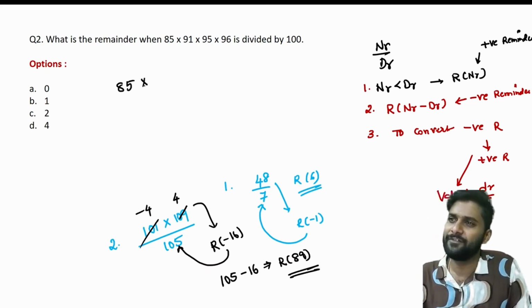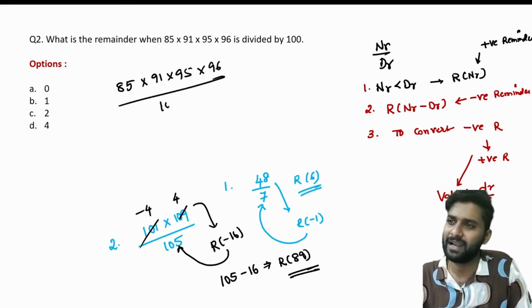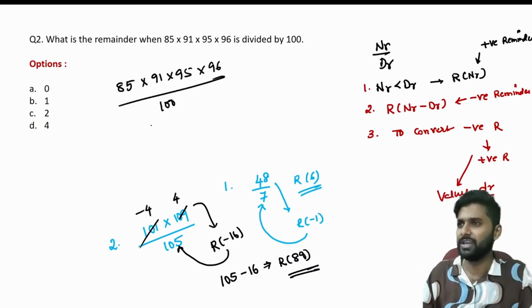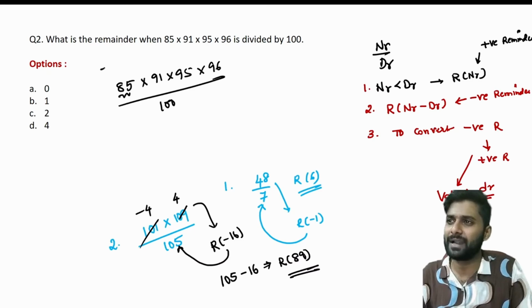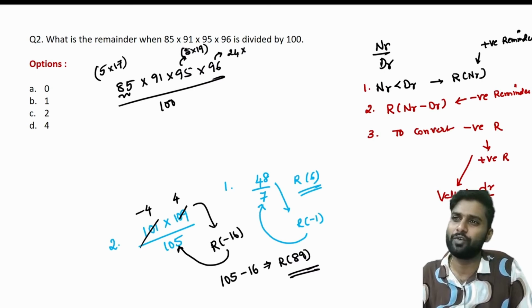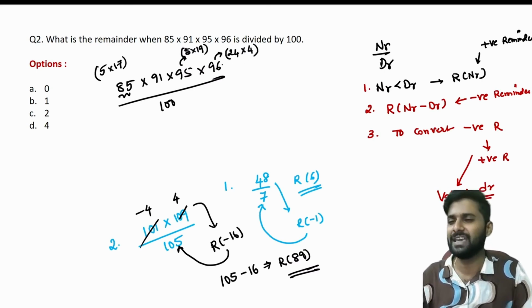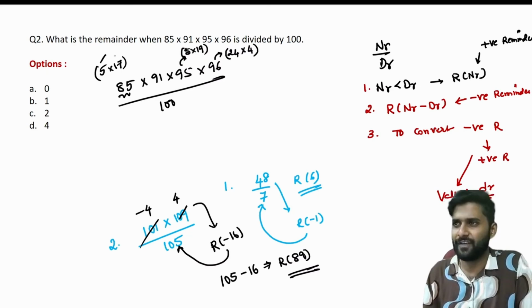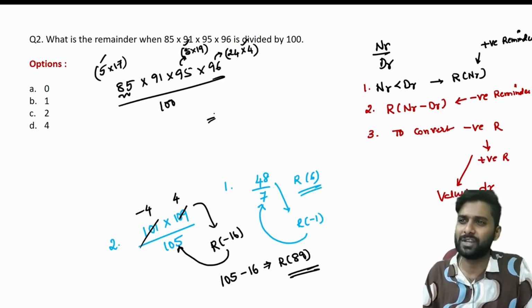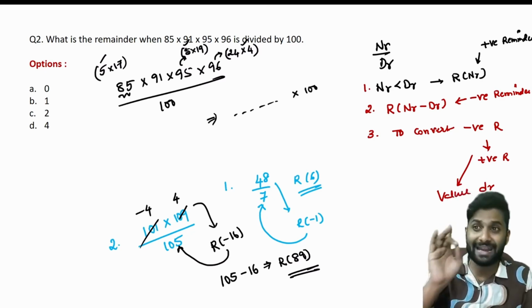Now see here: 85, 91, 95, 96 is divided by 100. Guys, learn this smart approach. You already know that 85 is a product of 5 multiplied by 17. Split in this way: 95 can be taken as 5 multiplied by 19, and 96 can be taken as 24 multiplied by 4. Guys, if you go through the calculation, see 5, 5, 4. Whatever the numerator numbers, if you go through the calculation, you will get 100 in the product value.